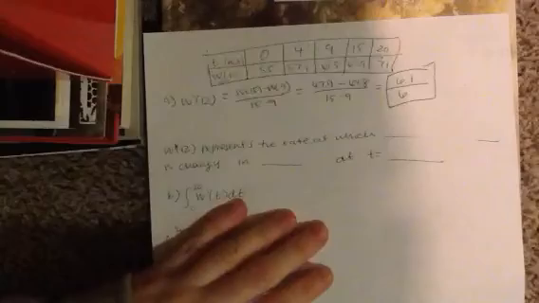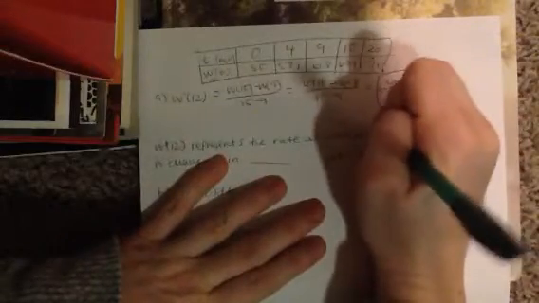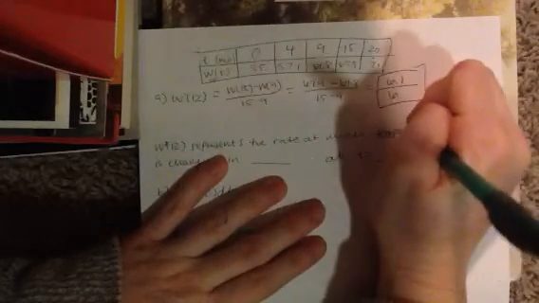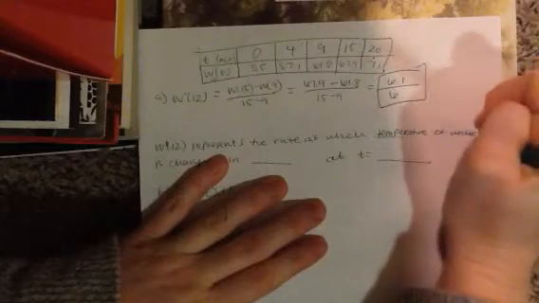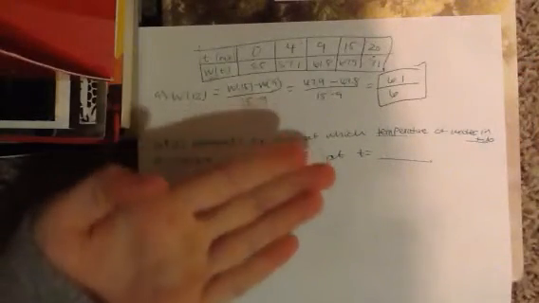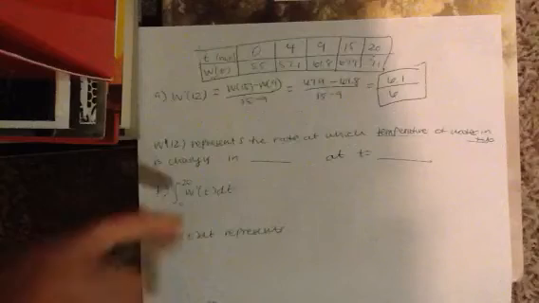So W prime represents the rate at which W, and then we just go to the problem. I obviously don't have this written in front of me. I don't know what I'm pointing at. But it said that W is the temperature of water in the tub. So W prime represents the rate at which W, the temperature of water in the tub, is changing in.